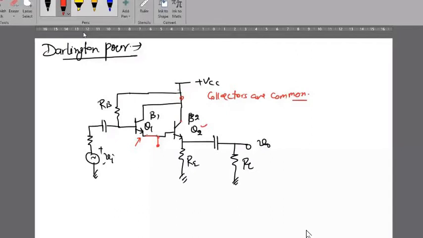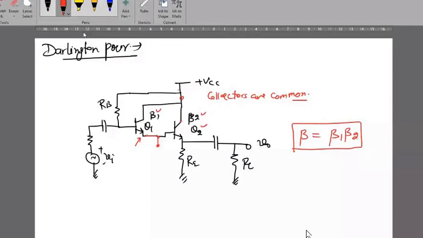Common collector configuration. Okay, and you know what is the important thing about this Darlington pair? If the first transistor's current gain is beta 1 and the second transistor's current gain is beta 2, then the total current gain of the Darlington pair will be beta 1 multiplied by beta 2. It is the main advantage of using this.